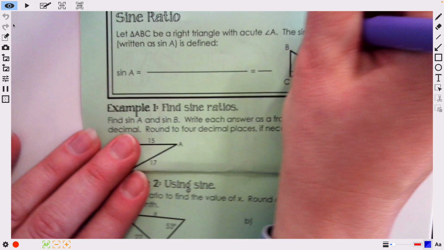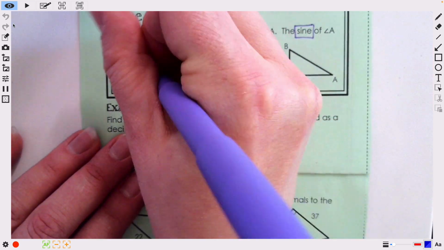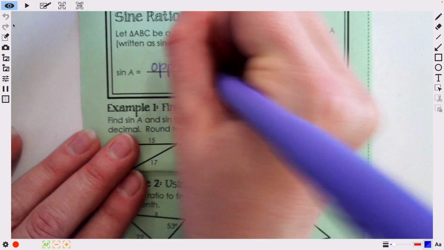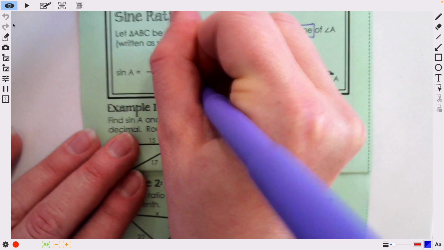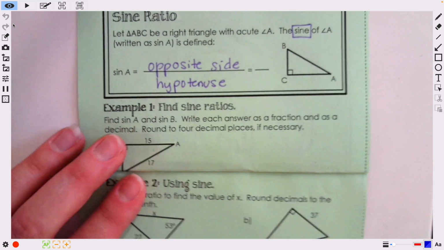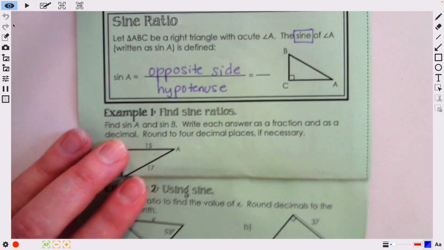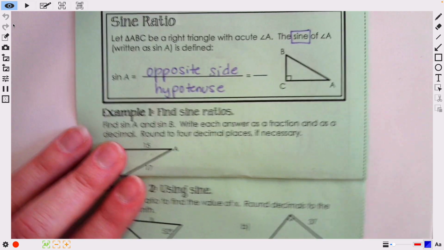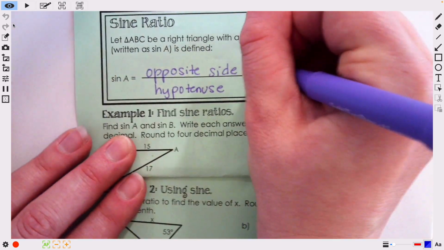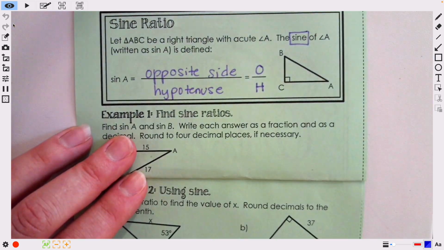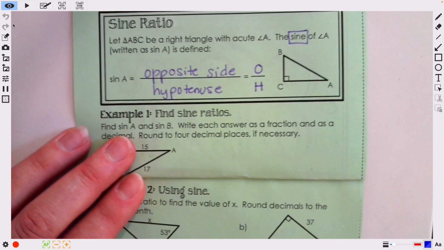All right, so sine is the ratio of the opposite side compared to the hypotenuse. So the ratio of sine is comparing the opposite side of an angle to the hypotenuse of a triangle. We're going to abbreviate those as O and H. So O is going to stand for opposite side and H is going to stand for hypotenuse.